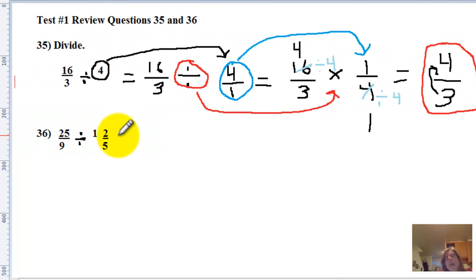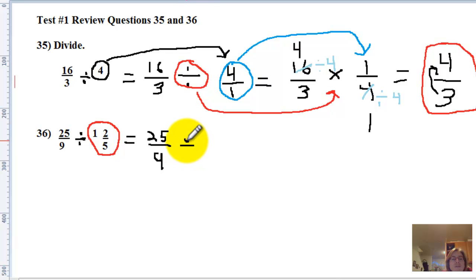Okay. So on this problem here, 36, we've got an improper fraction, leave it alone, and a mixed fraction. So what we're going to do with mixed fractions, we have to change that to an improper fraction. Okay, so let's keep track of what we're doing. I always write things again. 25/9, we're not doing anything to that yet, but I'm just keeping track. And now we're going to work on changing this mixed fraction.